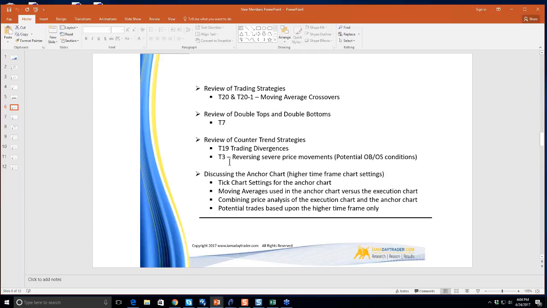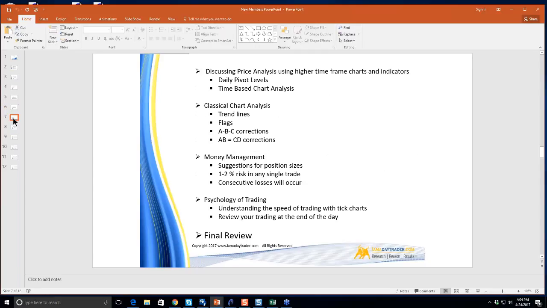So you can see we have a various number of strategies, and that's what we're going to be talking about in the next 4 weeks. And then, of course, we'll be talking a lot about what I call the classic chart analysis, the use of trend lines, what's known as flags, and what's known as ABC corrections, etc. And of course, I really want to talk about money management and the psychology of trading, which is very important.